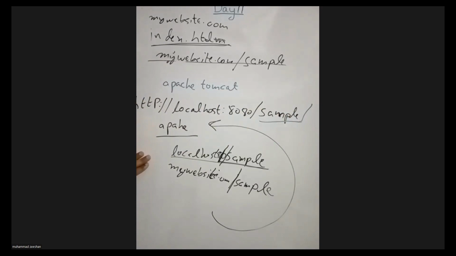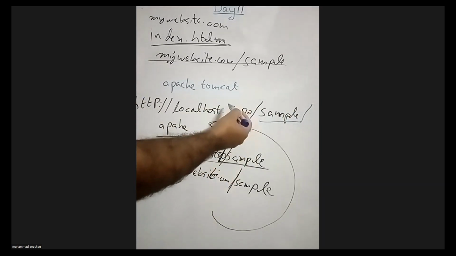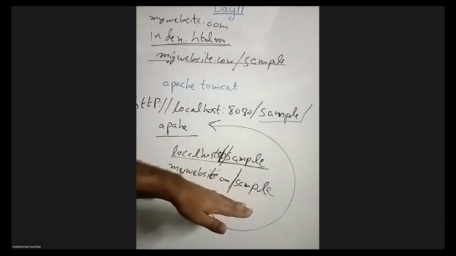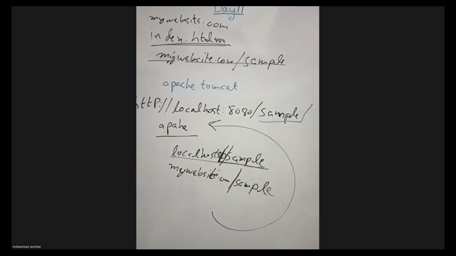I told Apache in its reverse proxy configuration file that when someone browses /sample, it redirects to port 8080/sample on your Tomcat server. But now typing mywebsite.com/sample is tedious. You cannot tell your user to type mywebsite.com/sample to get the website. If you type only mywebsite.com, you will get nothing. So we cannot do this.